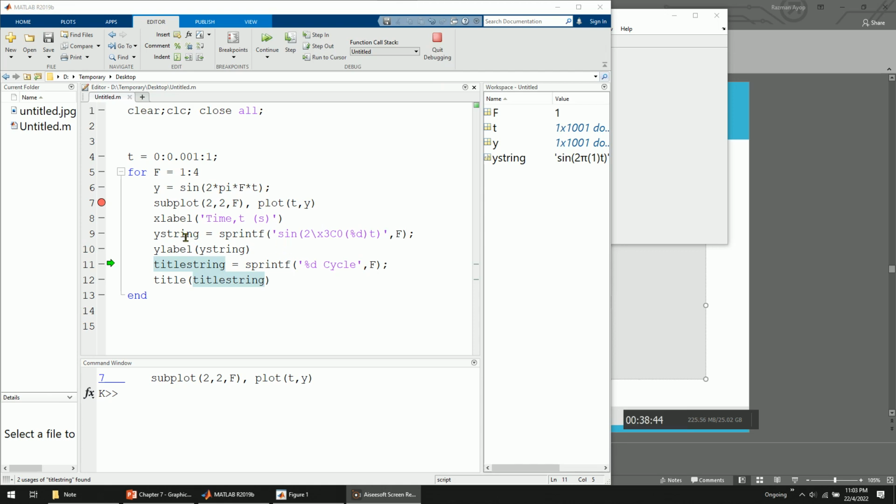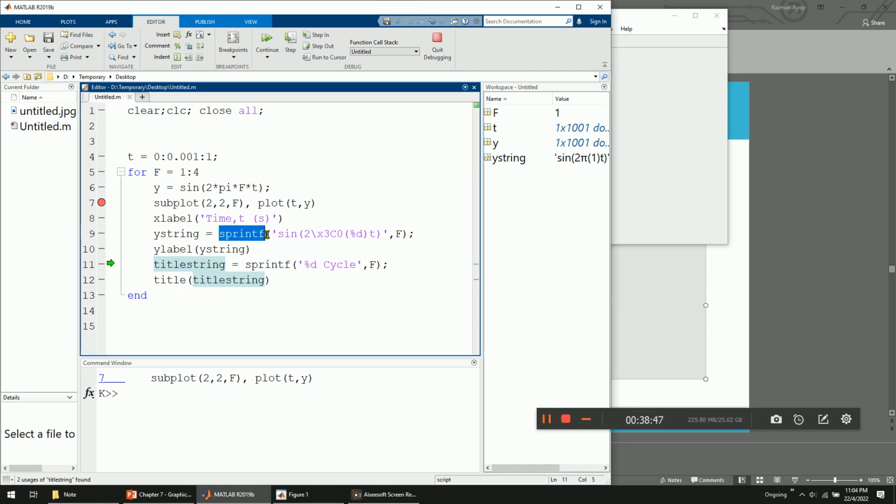So if you can see here, for y label you use sprintf. Okay, sine 2, and then this is pi. And then %d. Remember the placeholder. So %d and f. You just put the f inside the d location, and y label just prints out the sprintf. Same here, sprintf title %d and then cycle. So you just call it. So you can see here.